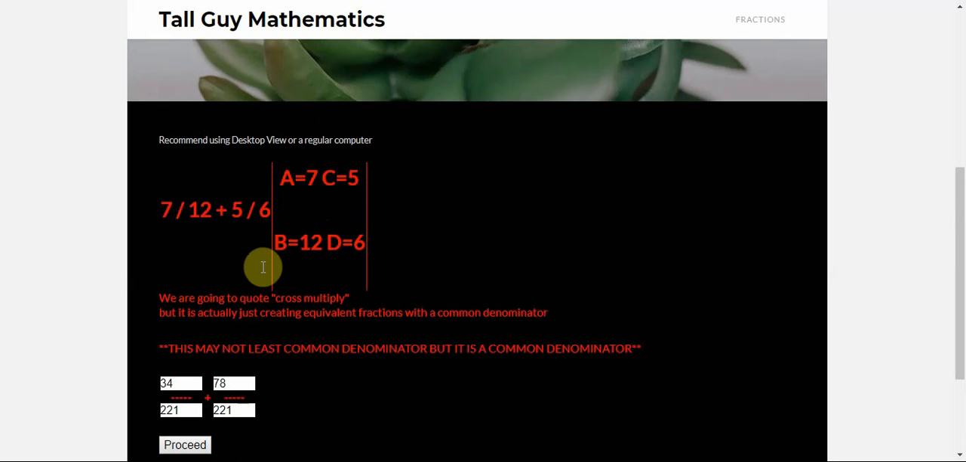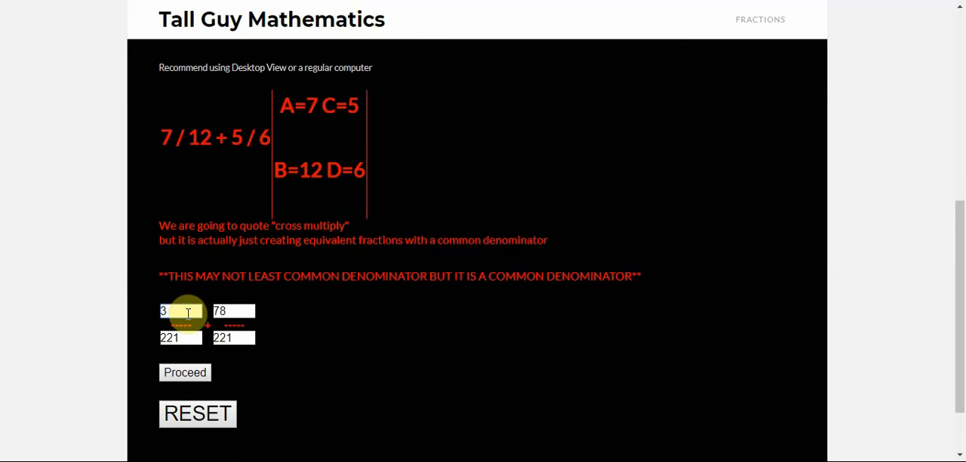So again, same deal. AD, 6 times 7, which is 42. Oops, not 41, 42. B times C, 12 times 5, which is 60. And B times D, which is 72 and 72. Why? Because we were trying to find common denominators. Not necessarily the least common, but a common.